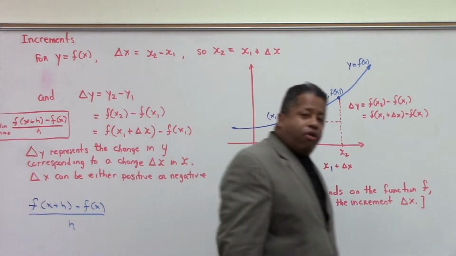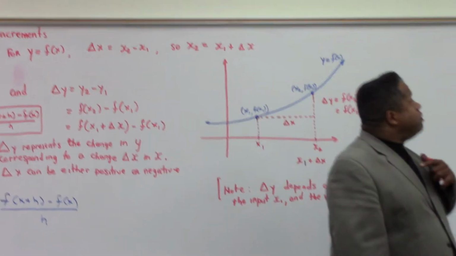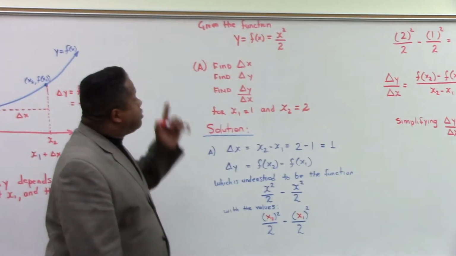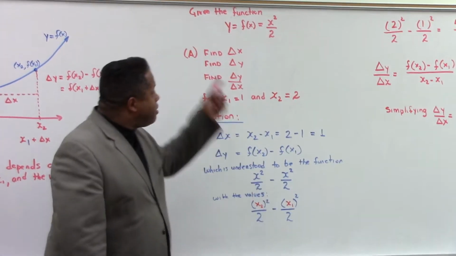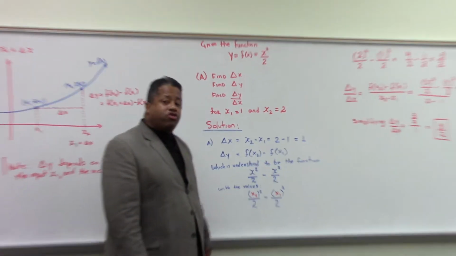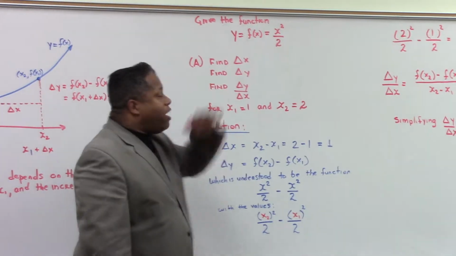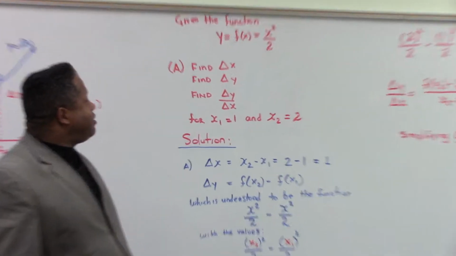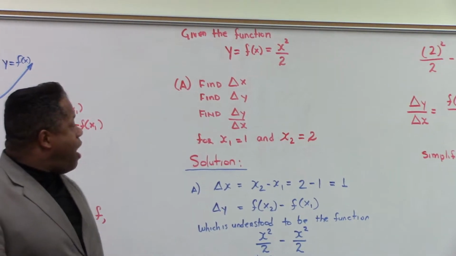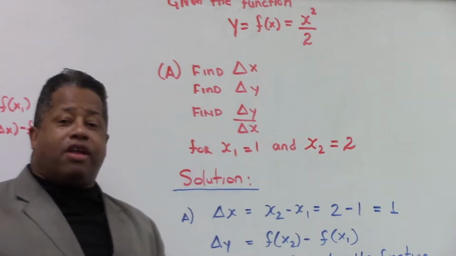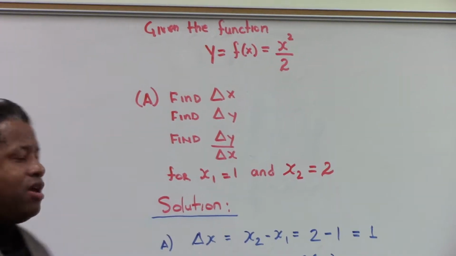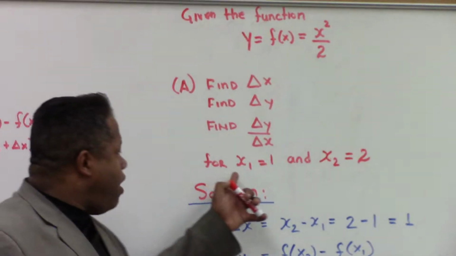And let's look at a problem. Now, given this function, y is equal to f of x is equal to x squared divided by 2, we want to find what? Delta x. We want to find delta y. We also want to find delta y over delta x. So look at this.